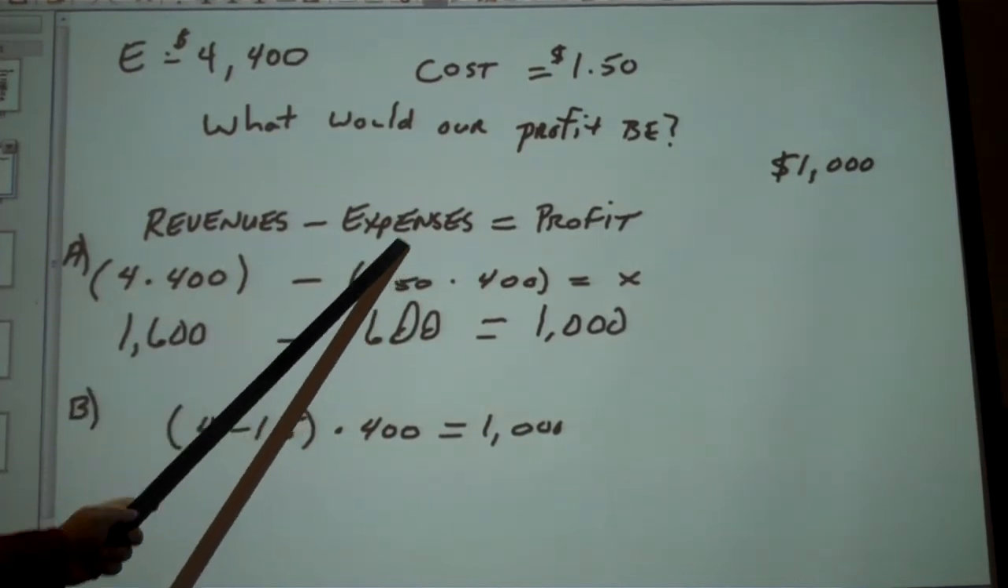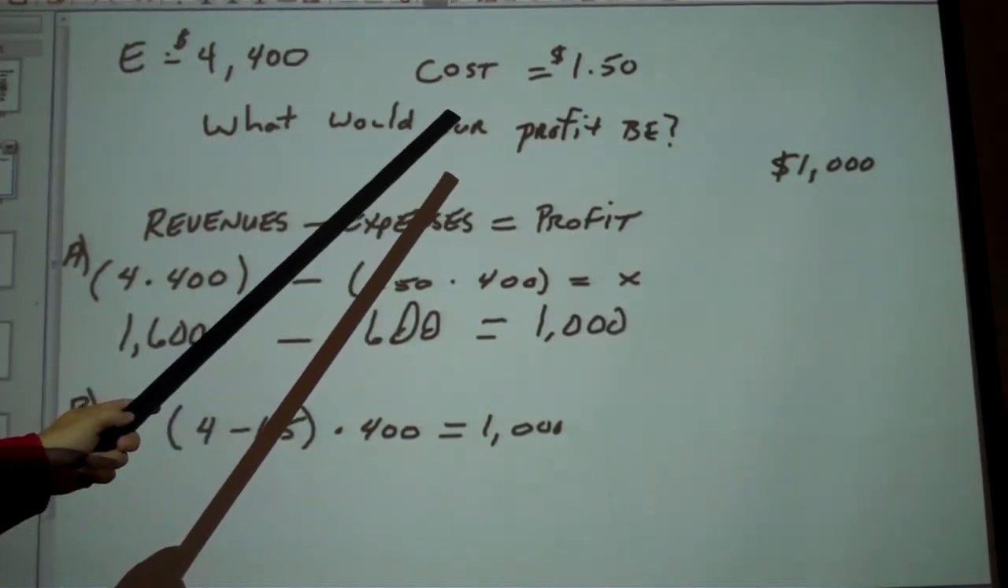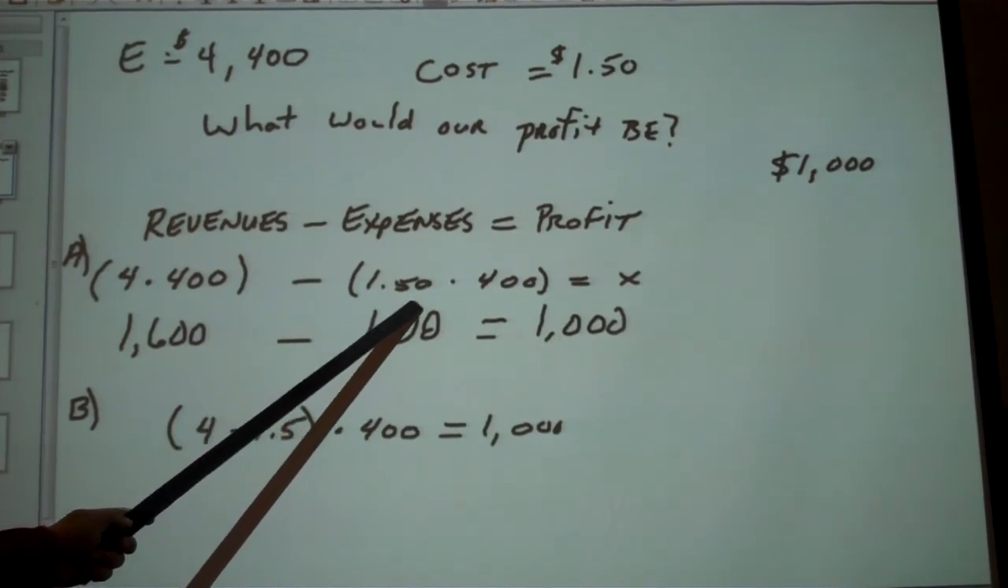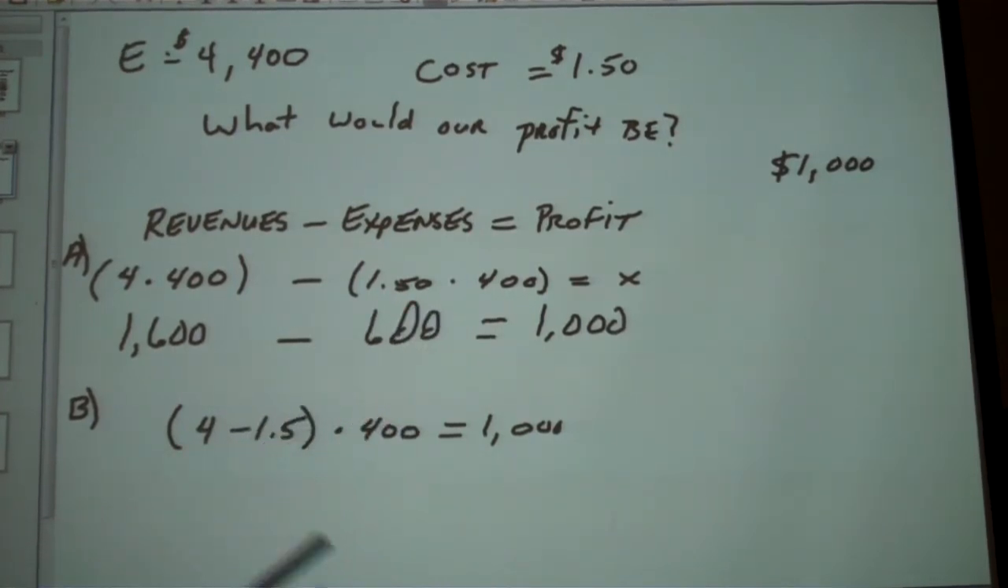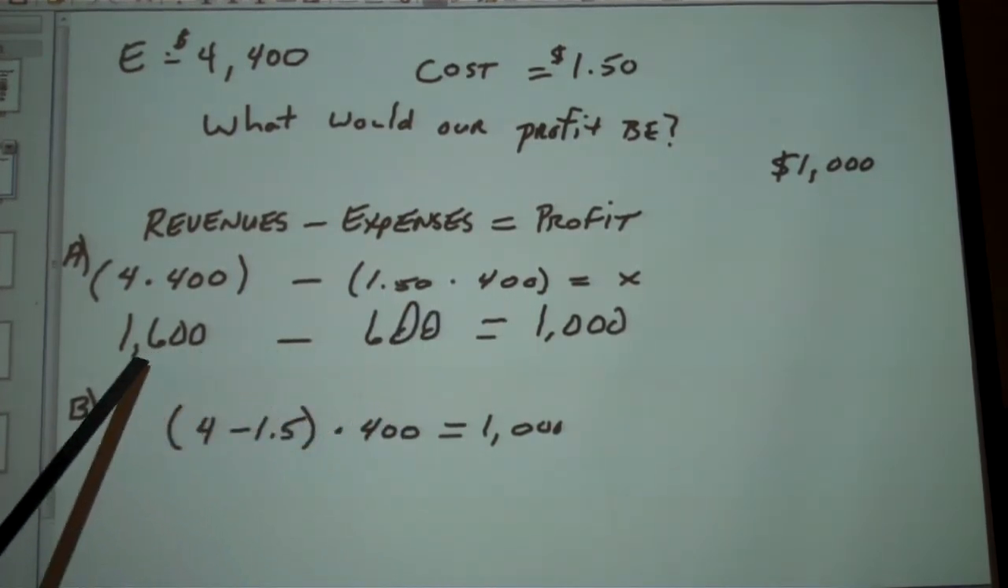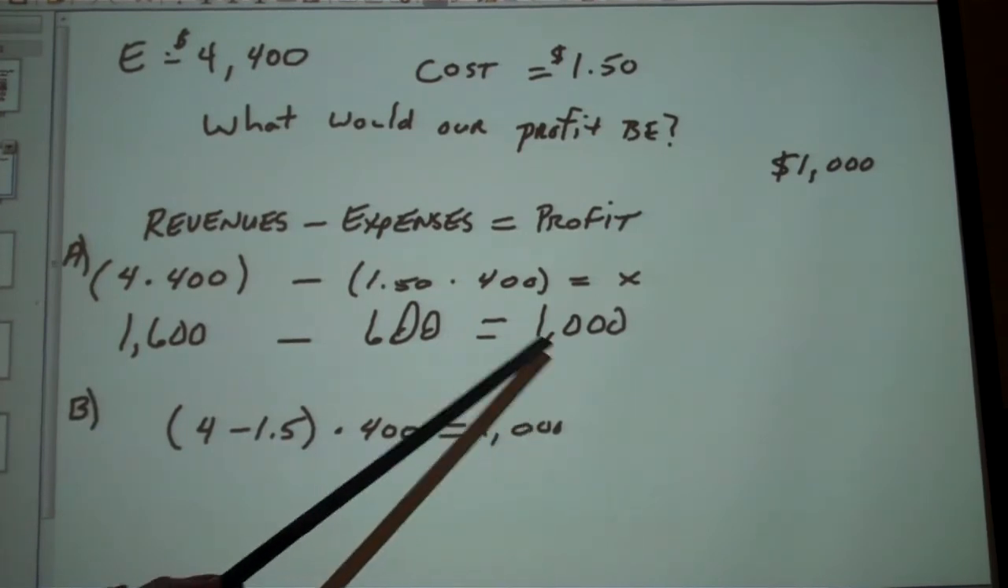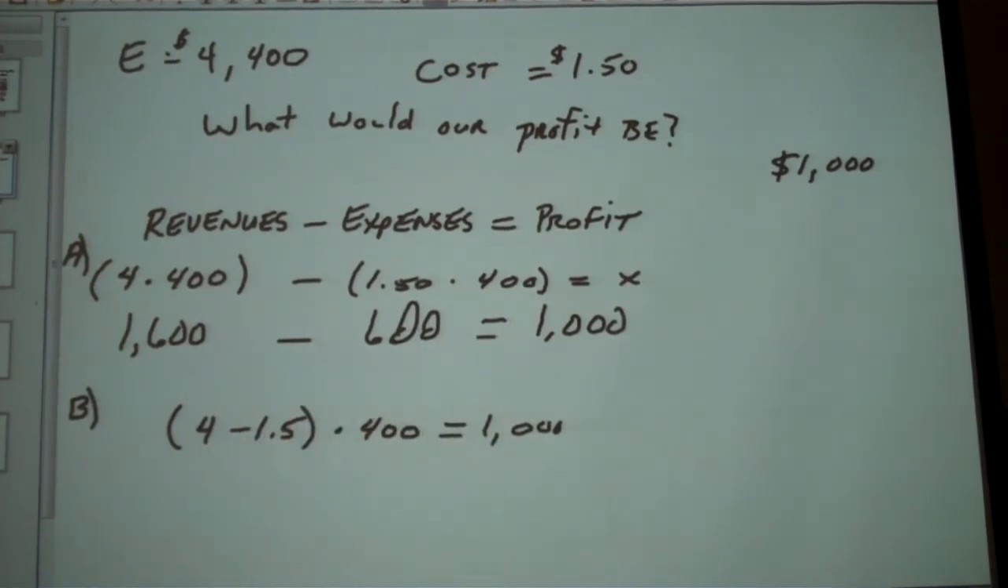And then we need to calculate the expense. We know the cost of doing one is 1.50. 1.50 times 400 is 600. And then we're going to subtract 600 from 1,600 to get a profit of 1,000. Revenues minus expenses equal profit.